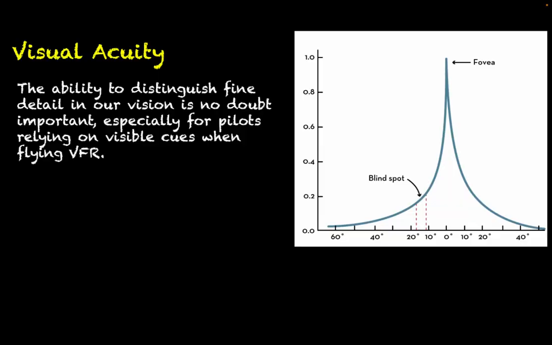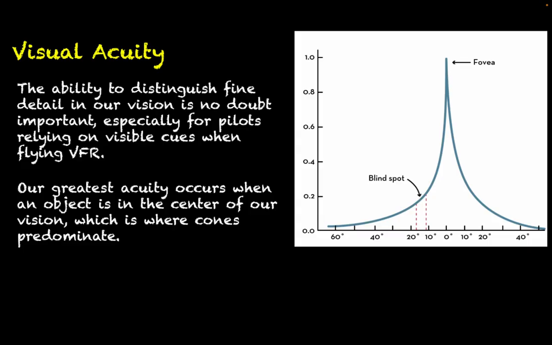All right, so with all that in mind, now that we have a general sense of the difference between rods and cones, and we are definitely not done talking about those yet, so we'll bring those back later, let's talk about visual acuity a little bit. The ability for us to distinguish fine detail in our vision is very important for flying an airplane. We need to be able to see visual landmarks, the controls right in front of us, and look out for other aircraft flying in our vicinity. This is especially true for pilots relying on visual cues when flying VFR, and it's important for flying IFR too, just for different reasons.